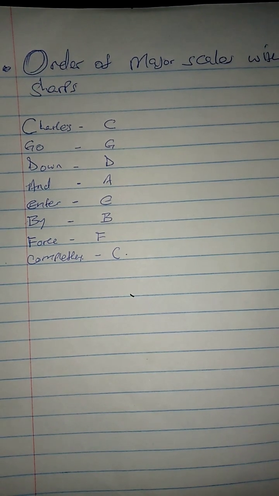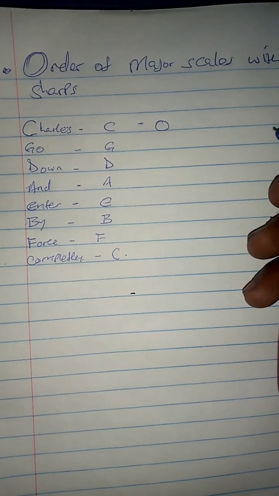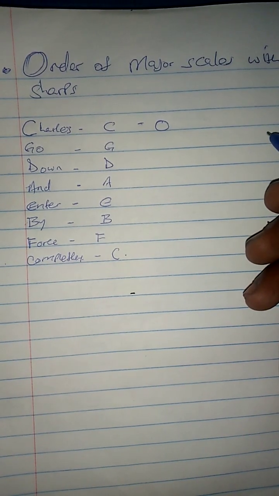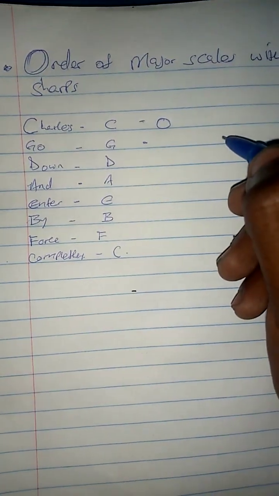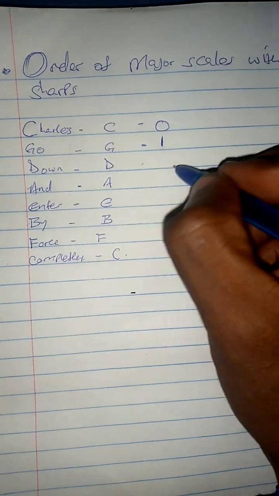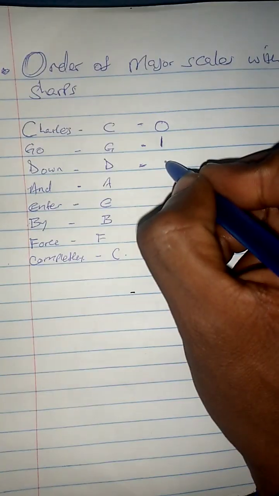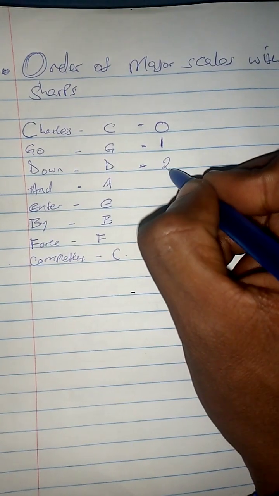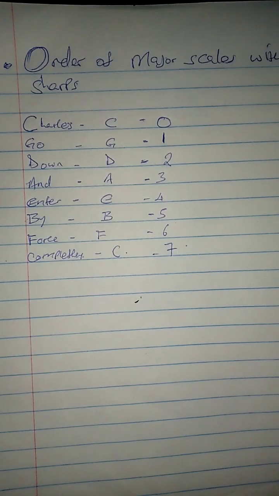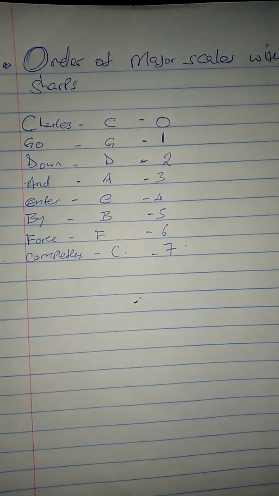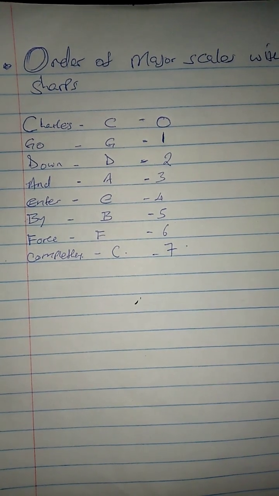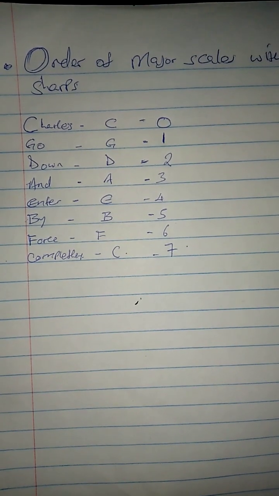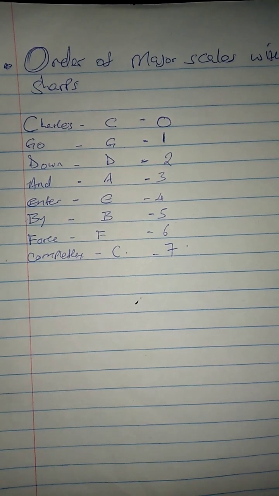We said that C is the first scale and has 0 sharps. G is the second scale and it has 1 sharp. D is the third scale and it has 2 sharps. And the others follow as shown on the screen. So what is most important is to know the order of the major scales with sharps.